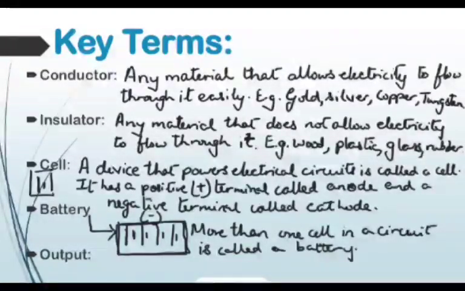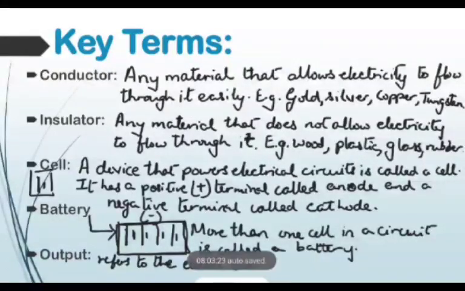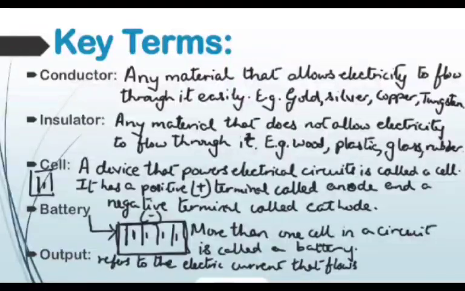So how will we define it? Output refers to the electric current that flows out of a device in a circuit.